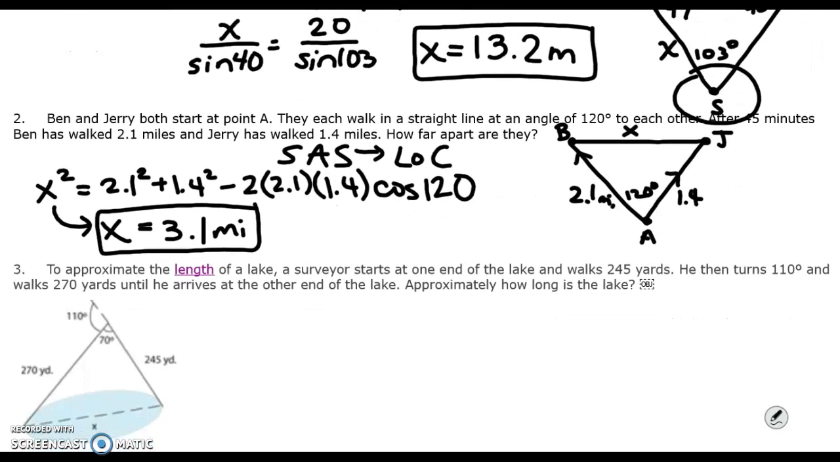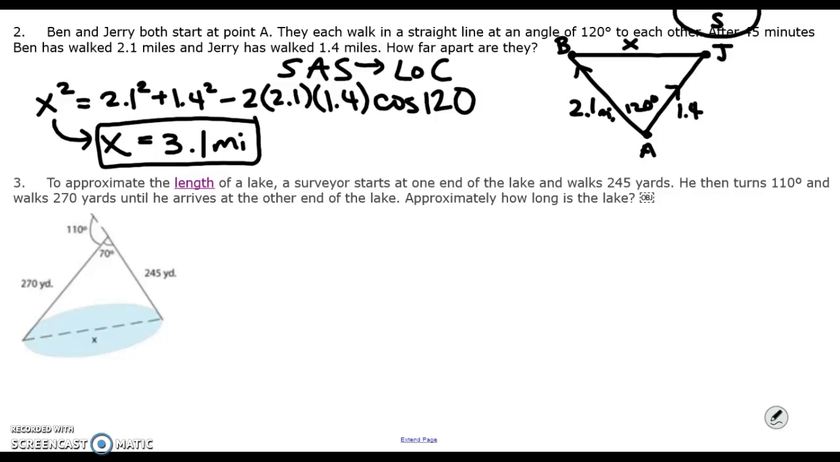And finally, let's take a look at question 3. And question 3 is kind of nice because they've given us the picture. So it says to approximate the length of a lake, a surveyor starts at one end of the lake and walks 245 yards. He then turns 110 degrees. So the surveyor started here, walked 245 yards, and then turned 110 degrees and walked another 270 yards, ended up here, until he arrived at the other end of the lake. Approximately how long is the lake?